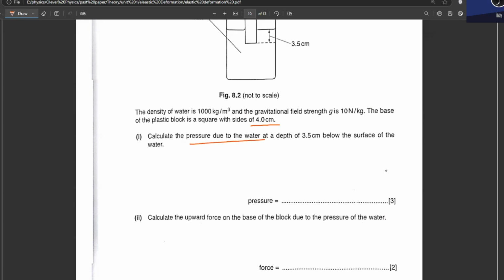Calculate the pressure due to water at this depth. So pressure is equal to rho g h. What is your rho? 1000. What is your g? 10. You are provided with the g as well. What is your h? 3.5 centimeter. Convert it into meters: 3.5 divided by 100. 3.5 divided by 100 multiplied by 10 multiplied by 1000. Your pressure comes out to be 350 pascals.